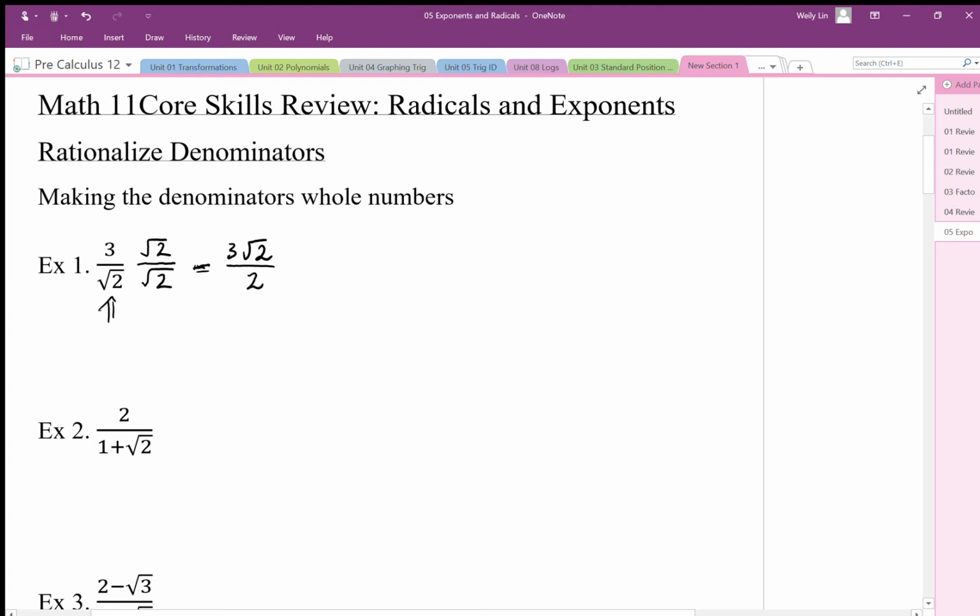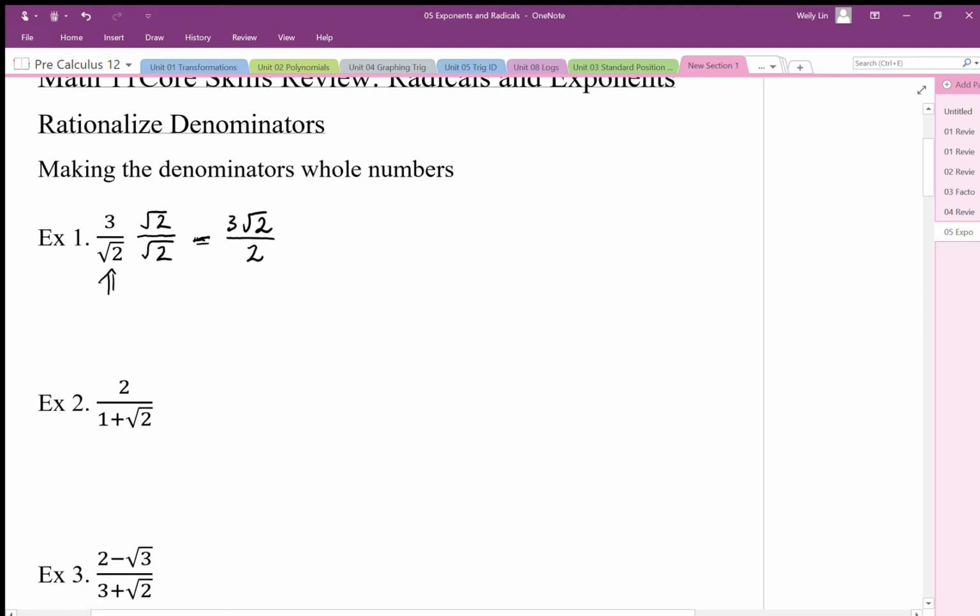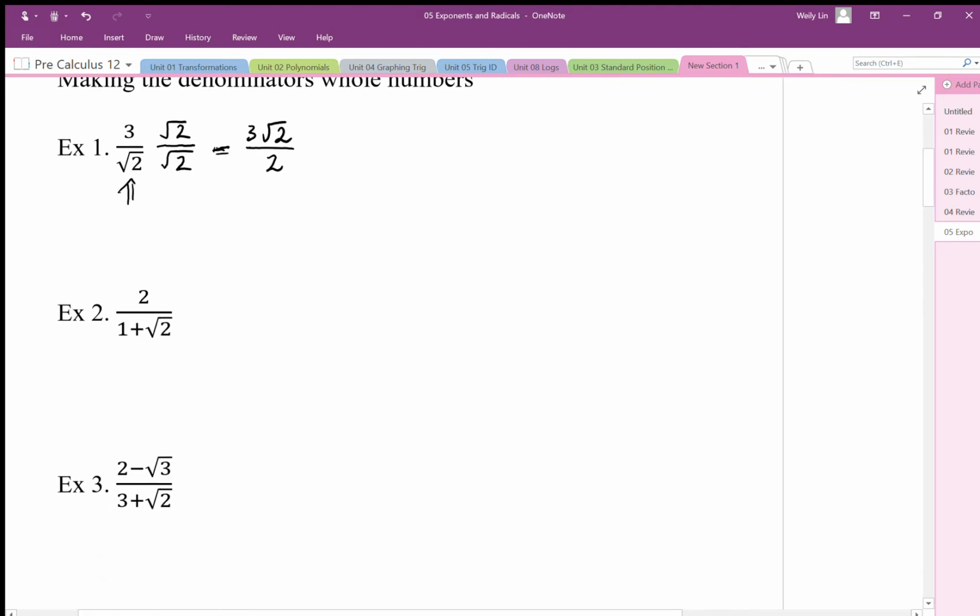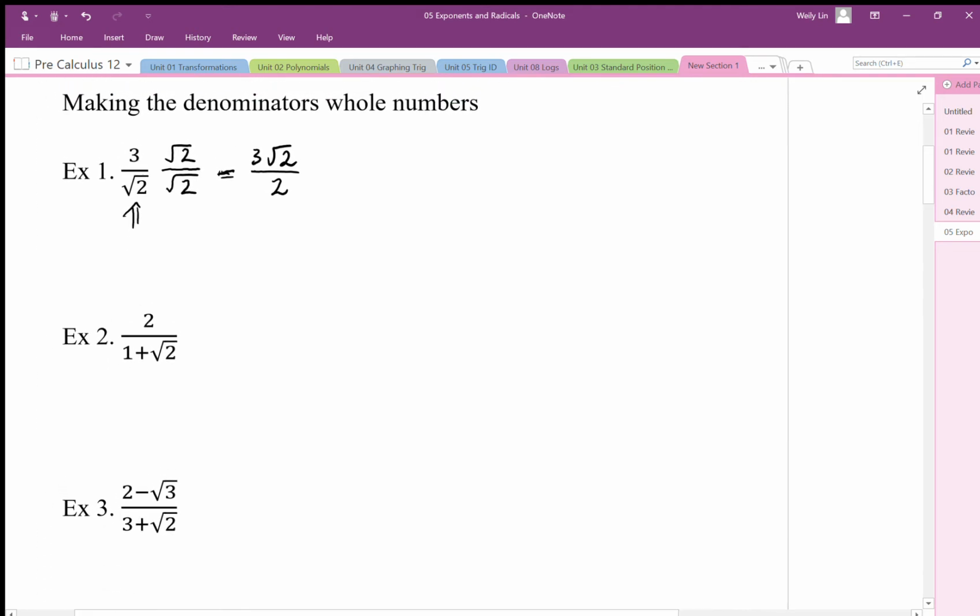But this process of doing this is very important. In fact, this one, especially dealing with these binomial denominators, is very important because you need to know how to deal with these binomial denominators. So to get rid of a binomial denominator like this, I need to multiply by something called the conjugate. So if it's 1 plus root 2, we use the minus root 2 form.